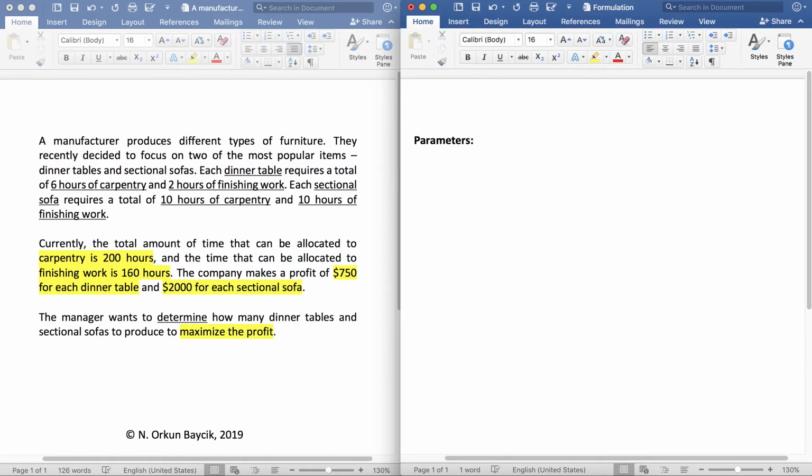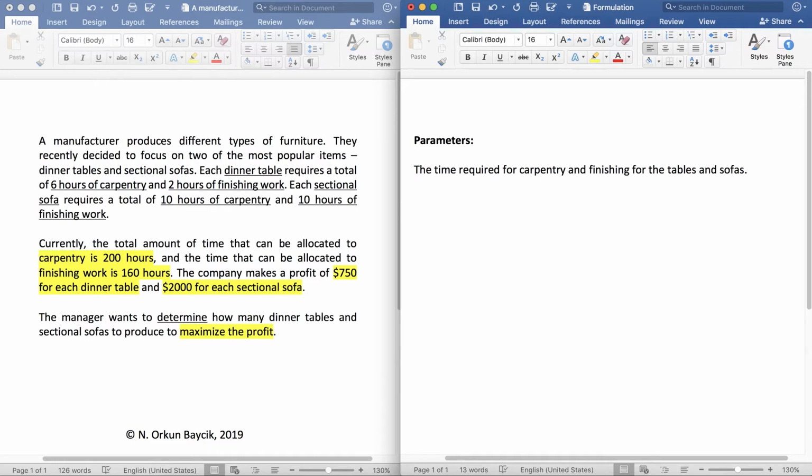Okay, so we know the time required for carpentry and finishing for the tables and sofas. Okay, so this is given. We know how much time is required for carpentry and finishing for the tables and sofas. Okay, those are the ones that I underlined in paragraph 1. And in addition to these, we also know how much available carpentry and finishing hours we have currently.